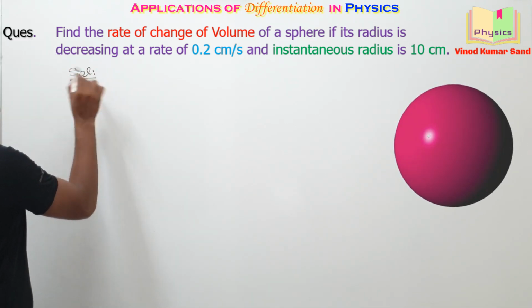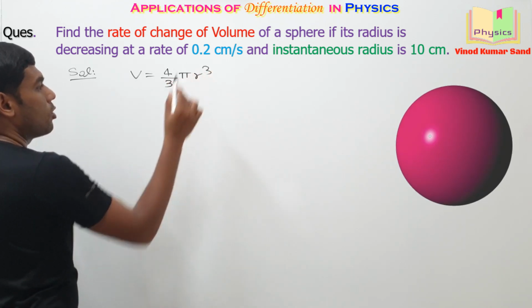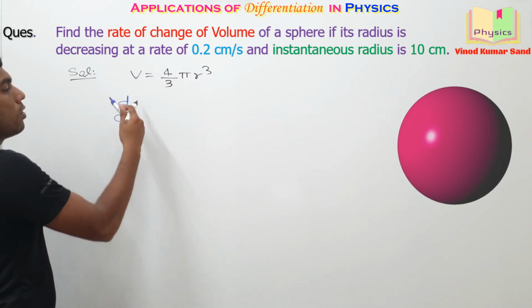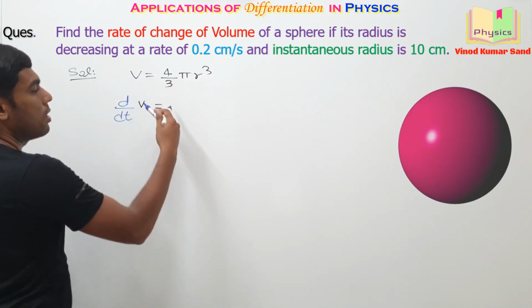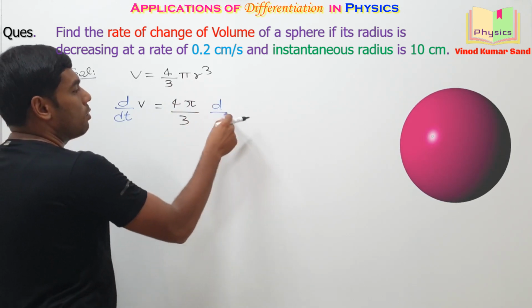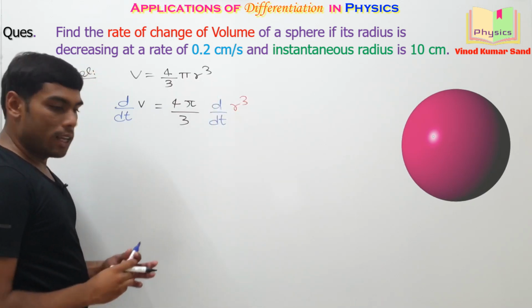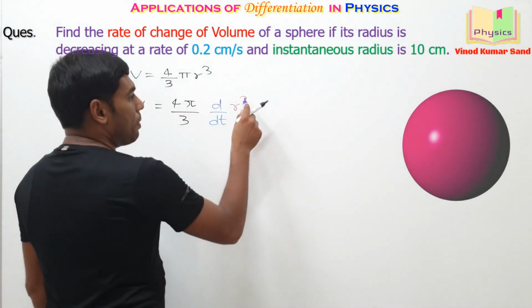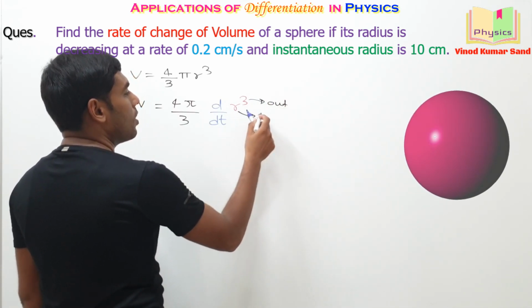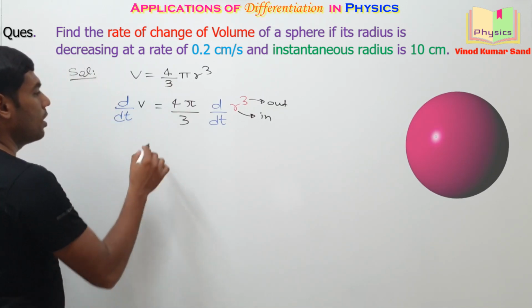The volume of the sphere is given as 4 by 3 pi r cube, and the question is asking us the rate of change of volume. The 4 by 3 pi is a constant, so it can be taken outside, and you have to simplify the d by dt of r cube. Here this power 3 is the outside function and this r is your inside function, and then you can simplify it using the outside inside rule.